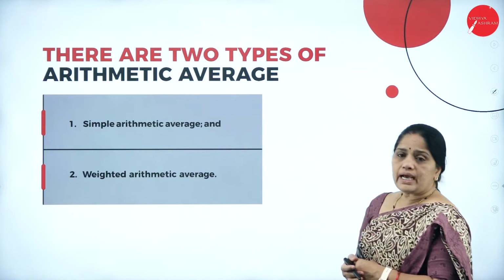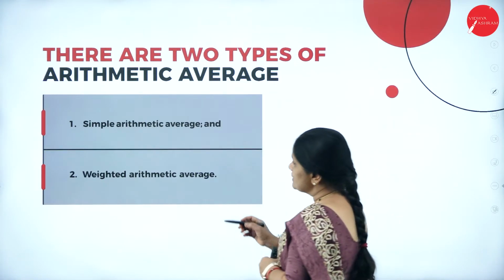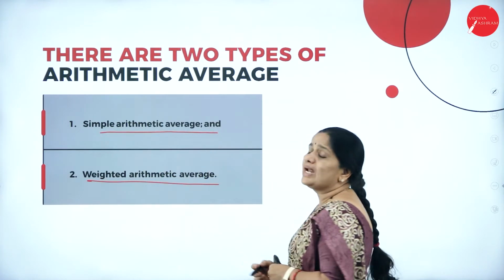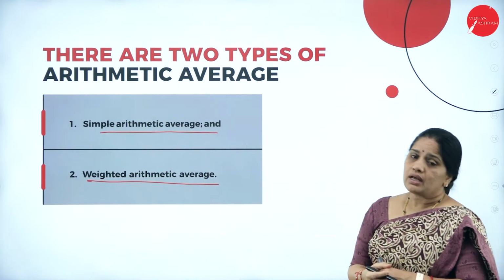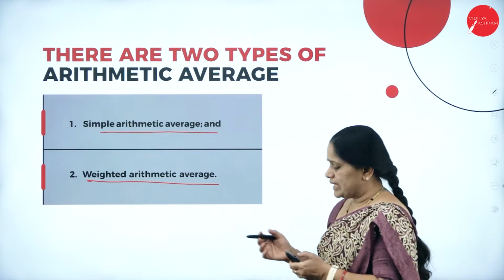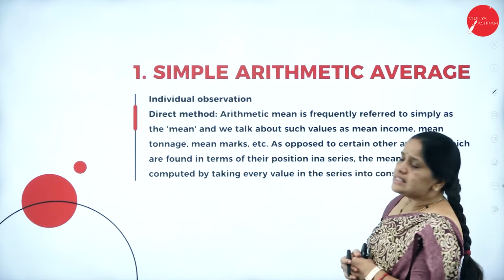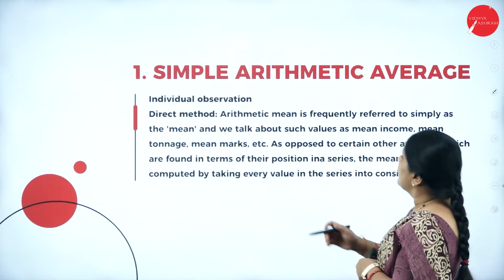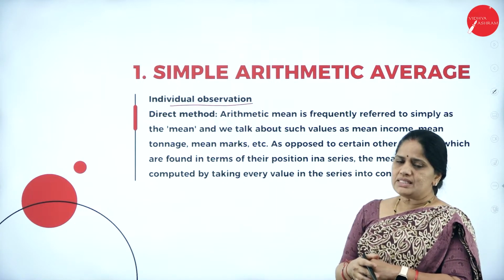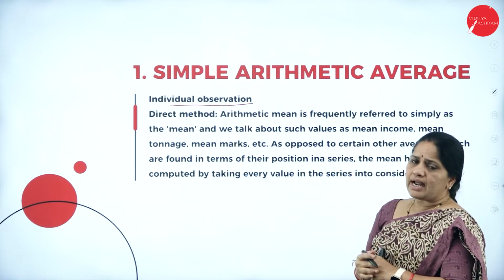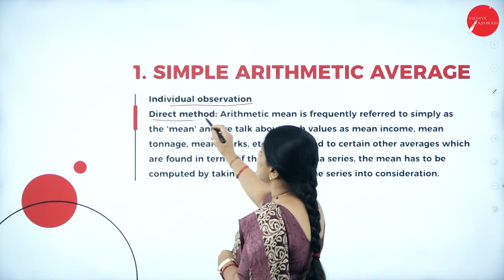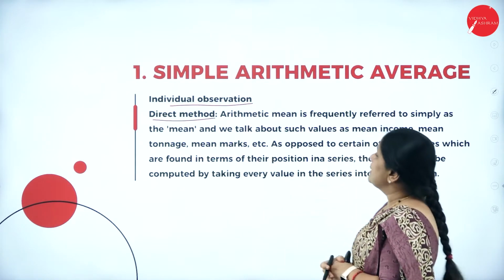Next, there are two types of arithmetic average. One is the simple arithmetic average and the second one is the weighted arithmetic average. Now, what is the simple arithmetic average and what is the weighted arithmetic average? In the simple arithmetic average, we have individual observations. Individual observation means we are just given values and based on this, we have to calculate the mean. In this, there is the direct method. So, what is this direct method?